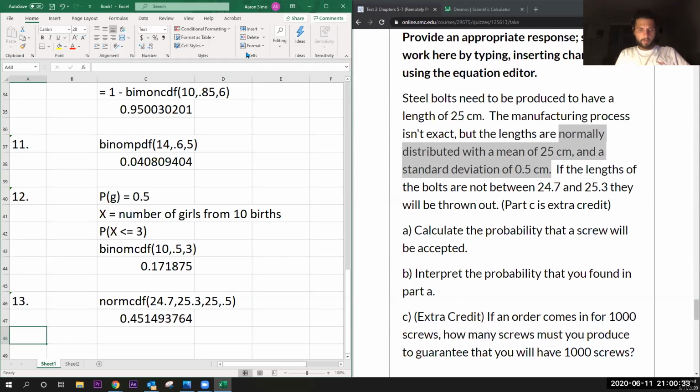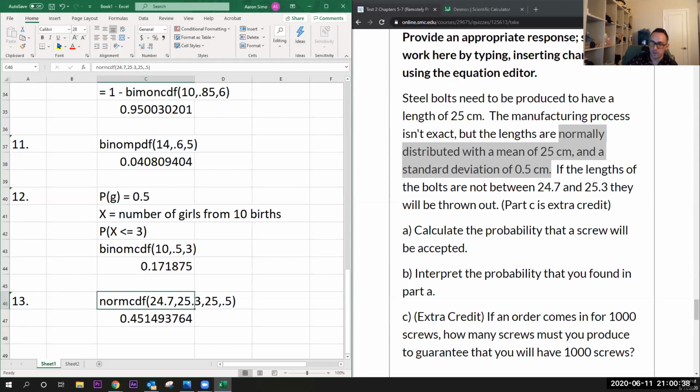On the TI-84, of course, I'm showing the TI-84 commands. I don't have my TI-84 out, but that's why I'm writing it down, how you would do it on a TI-84. Okay, next one.